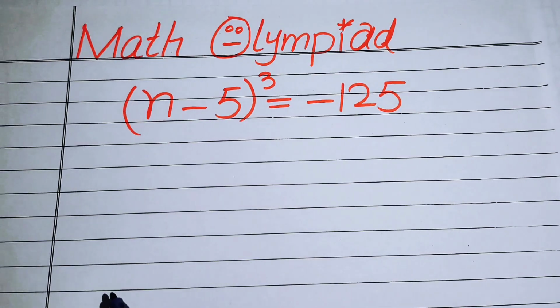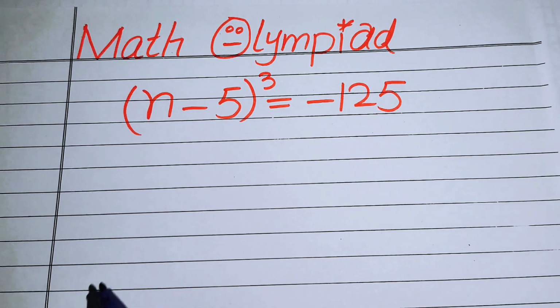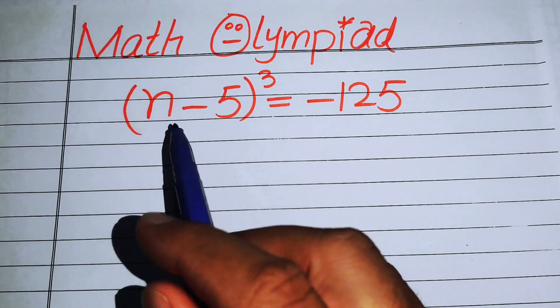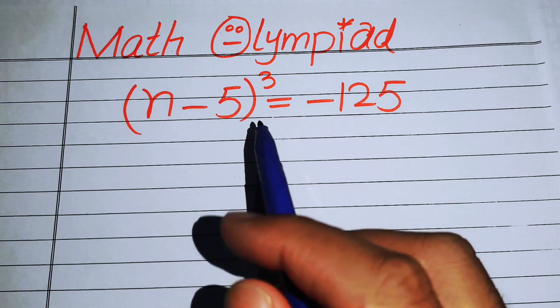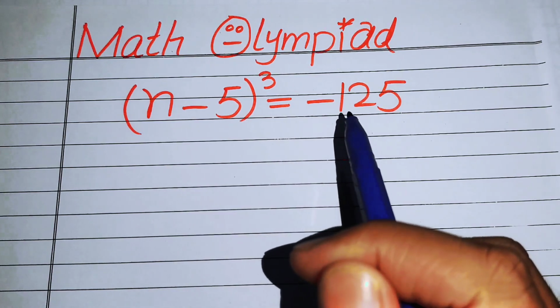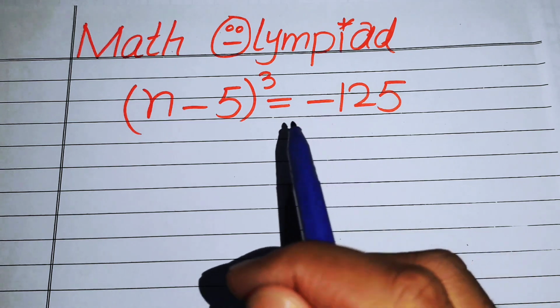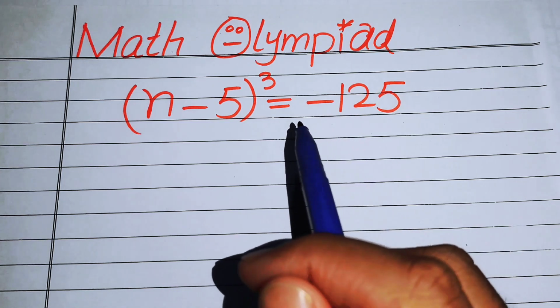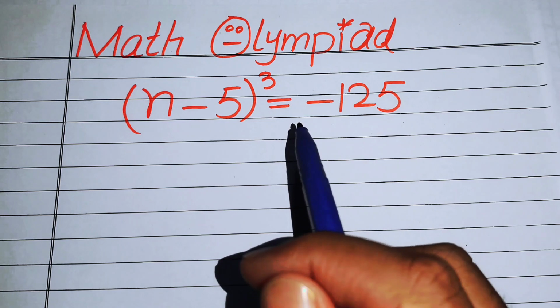In this video we are going to solve this nice algebra problem, and here we have (n minus 5) whole cubed equals to minus 125, and we will solve this problem for the values of n. So here we find all the roots of this nice problem.